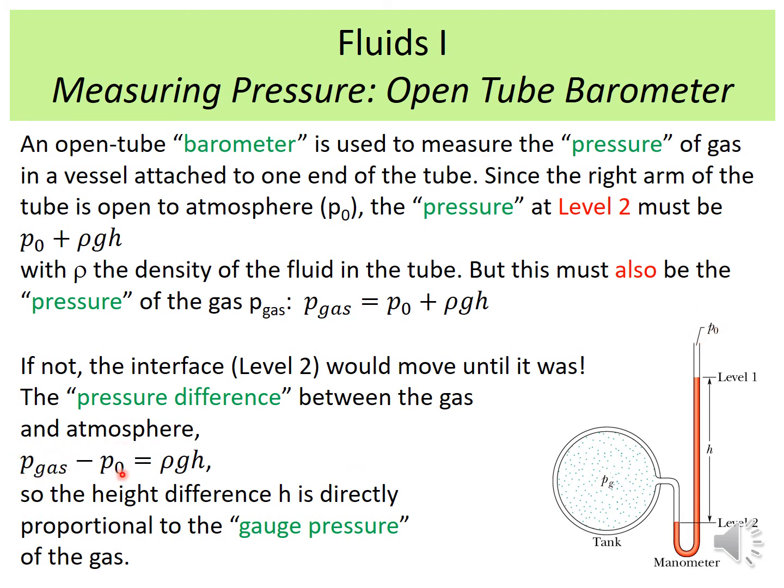It's P gas minus P0. So when I do know how much P0 is, I can also calculate the absolute value, but this device here, the open tube barometer, is basically measuring the gauge pressure between the gas and the atmospheric pressure.